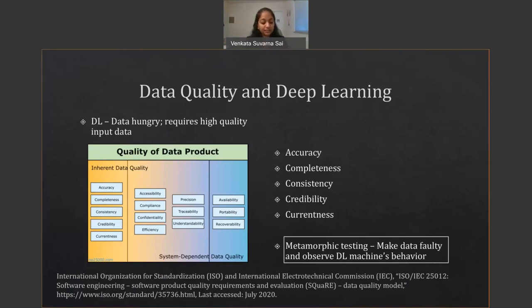In general, metamorphic testing is used when there is no oracle. There is no way to check if the machine is giving the expected output. For example, we do not know the answers for scientific calculations. And in our work, we explicitly create faulty data based on the inherent data quality characteristics that we see here and observe how the accuracy of the machine drops.